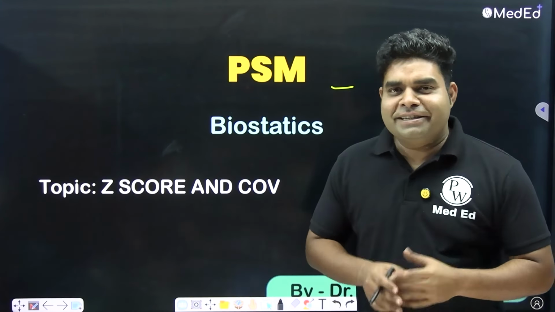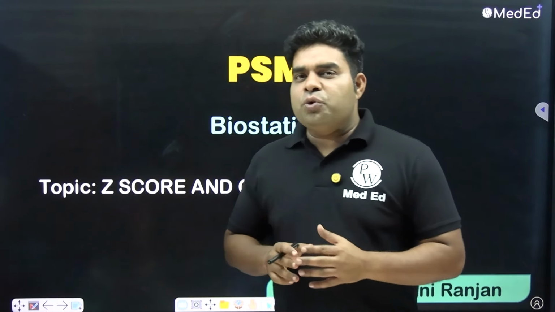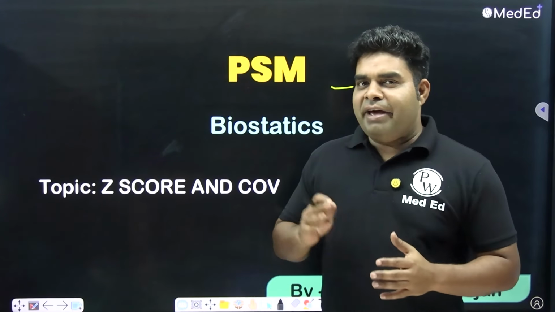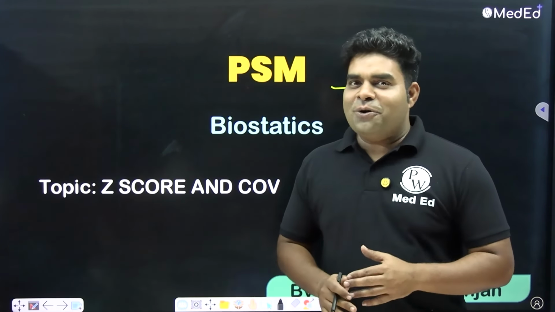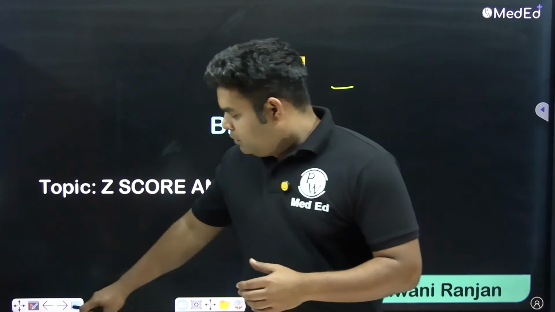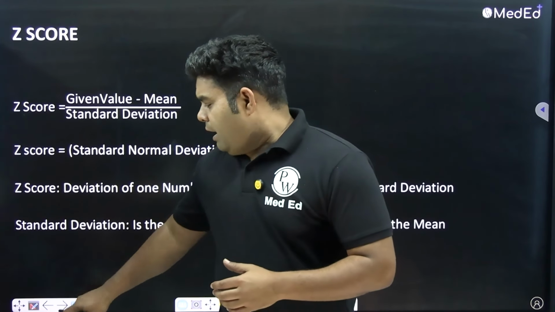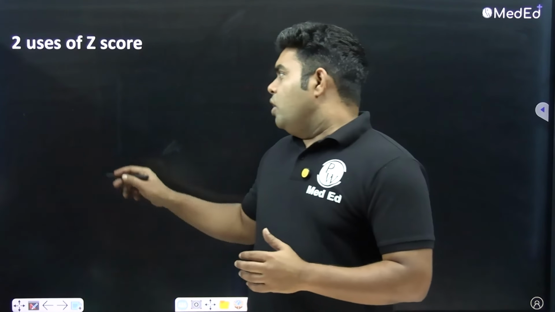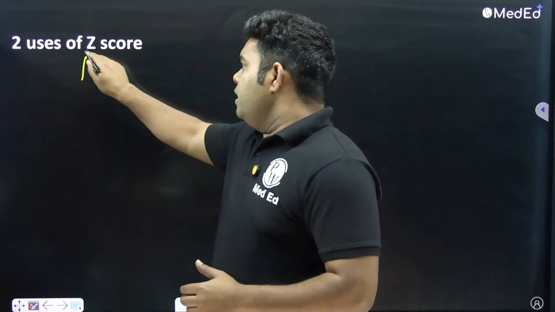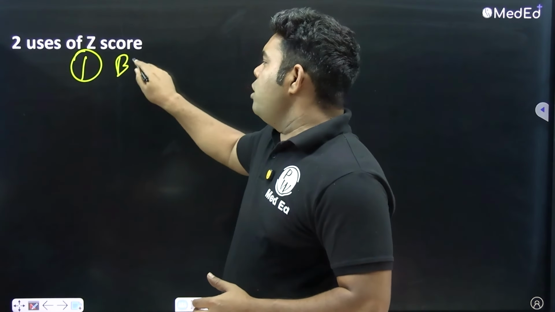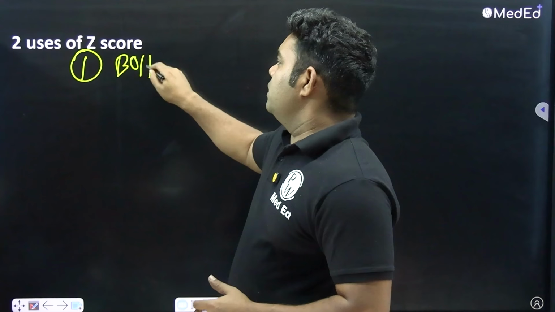Hello my dear friends, in this session we are going to read about two very small and very confusing topics: Z-score and coefficient of variance. So this Z-score has two uses. One is when you see the bone mineral density test report.